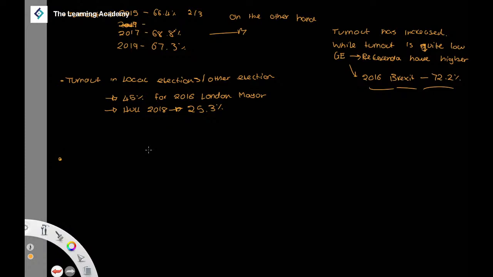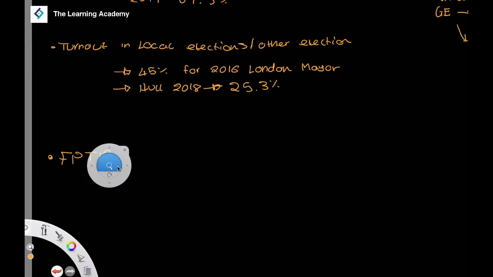Okay. So first past the post. Let's just zoom in here. So you've made a very good point here. You said how it fails to represent many people. Now this is very important. So first past the post.